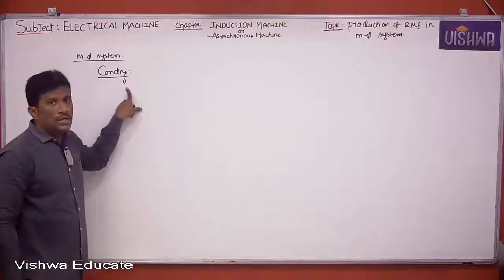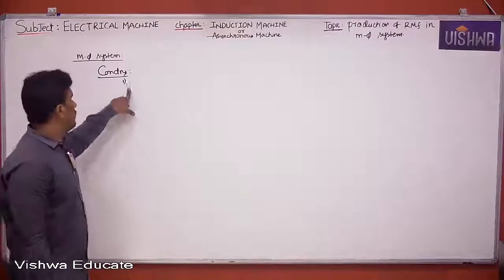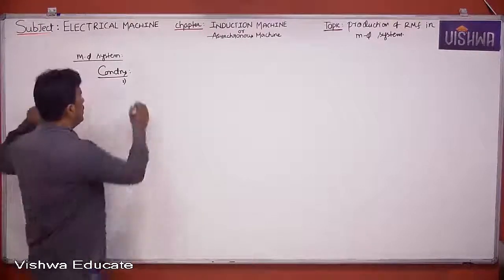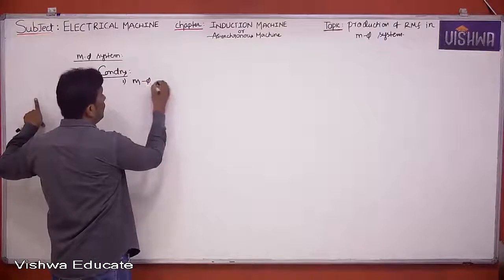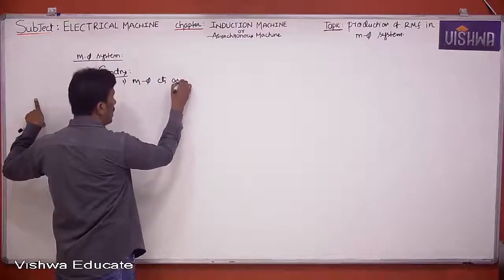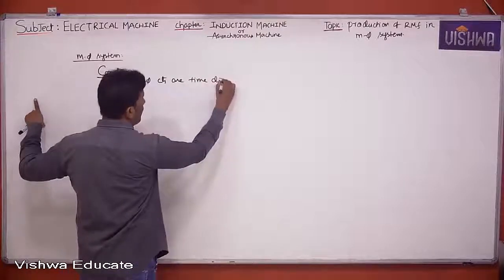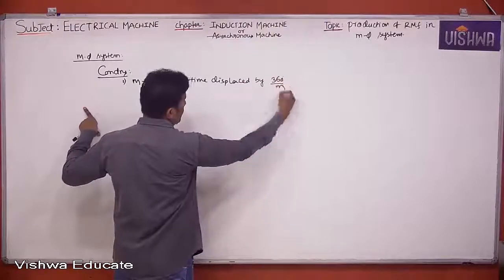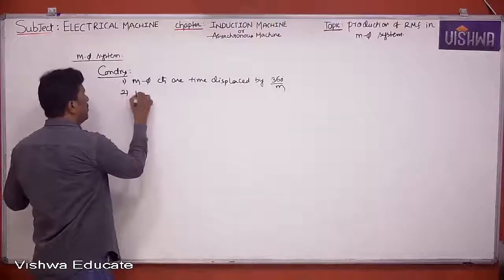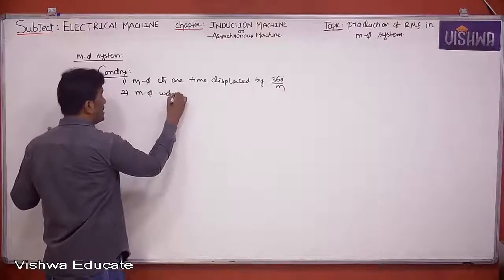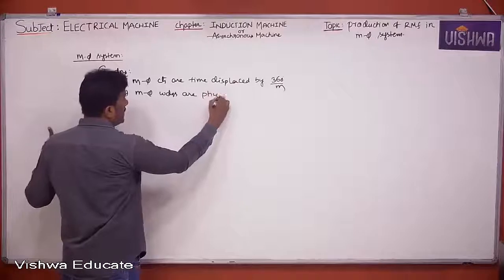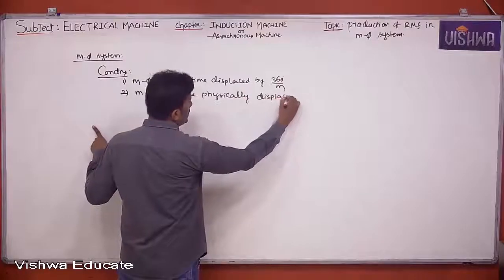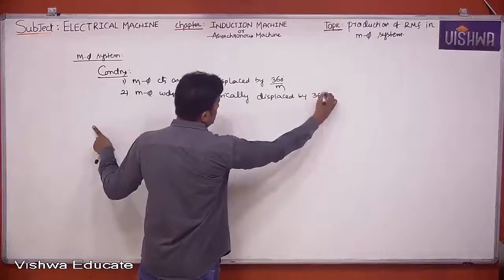There I told that in a three-phase induction motor, for production of RMF, three-phase currents should be time displaced by 120 electrical degrees. Now I am saying in an M-phase system, M-phase currents are time displaced by 360 degrees by M. And similarly, what about M-phase windings? M-phase windings are physically displaced by 360 degrees by M.